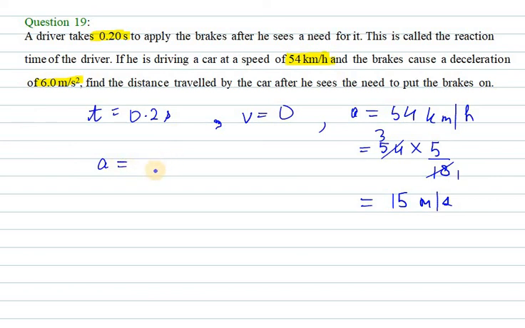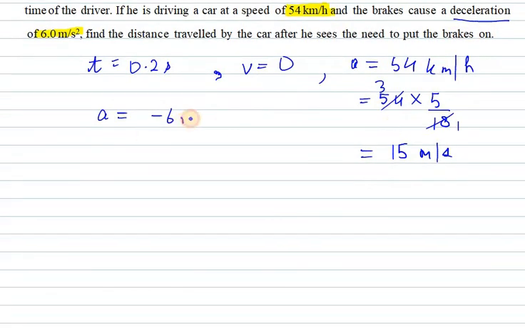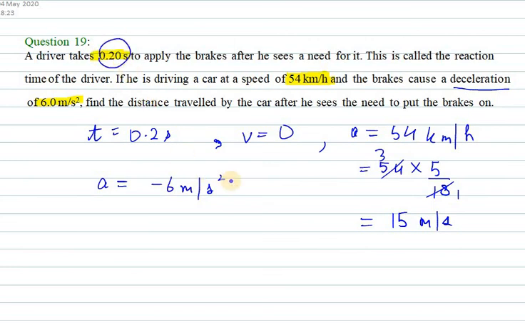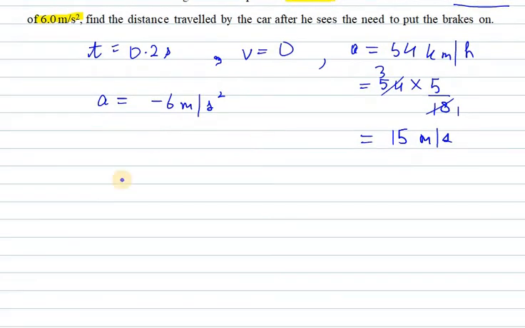In this case that is 6 meter per second square, and it is negative. Why? Because it says deceleration. So a equals minus 6 meter per second square. Now we need to find the distance traveled by the car. So first we will find the distance traveled by the car during the reaction time, that is 0.20 seconds.